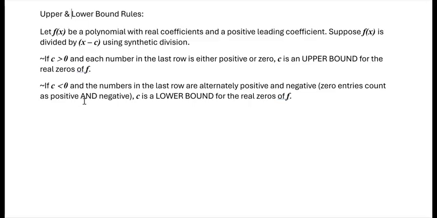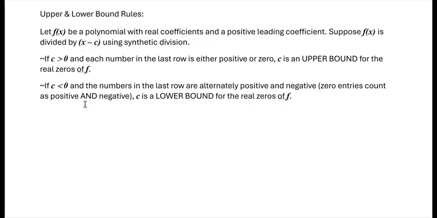But if I'm testing c and it's a negative number, so it would be x plus c in other words, if c is less than 0, and the numbers in the last row of my synthetic division alternate positive and negative, and 0 entries count as positive or negative, so they would be an alternate, then c is a lower bound for the real zeros of f. That means that c would be the smallest number that I could find as a 0 of the polynomial.